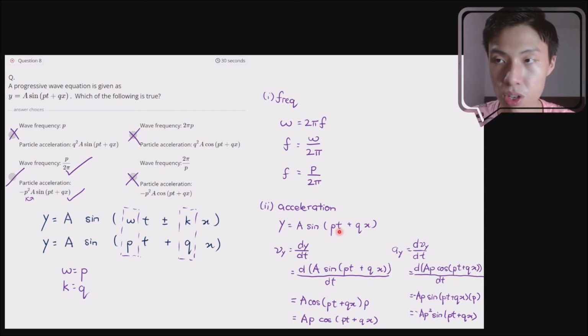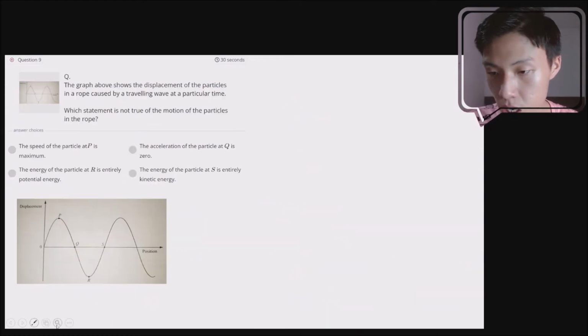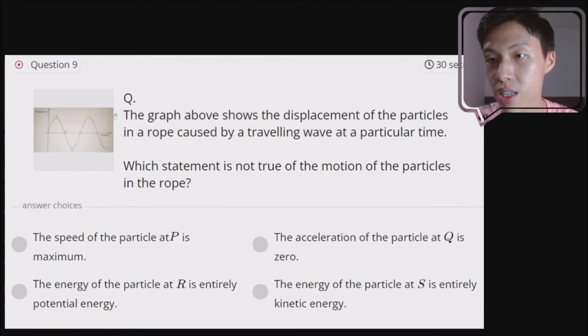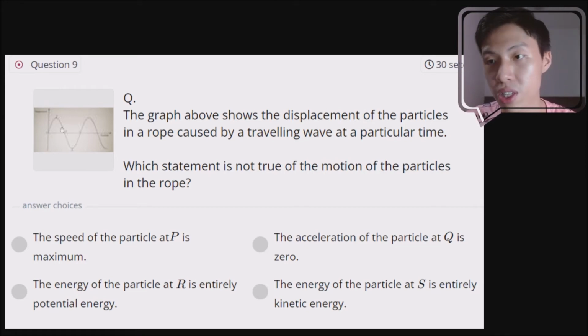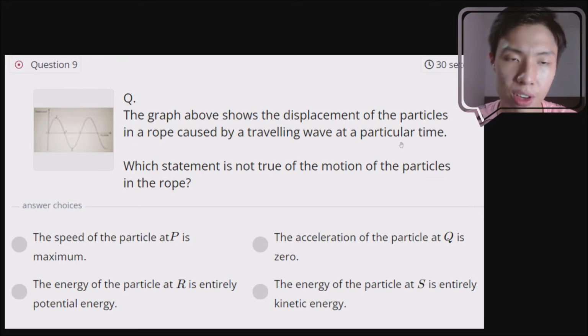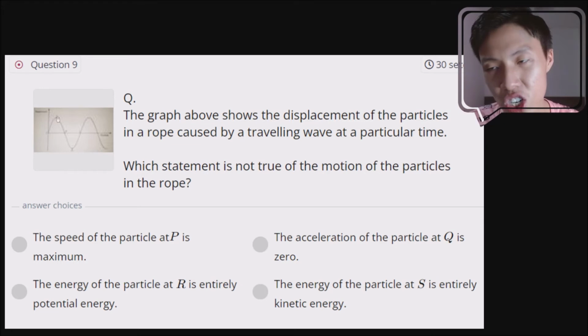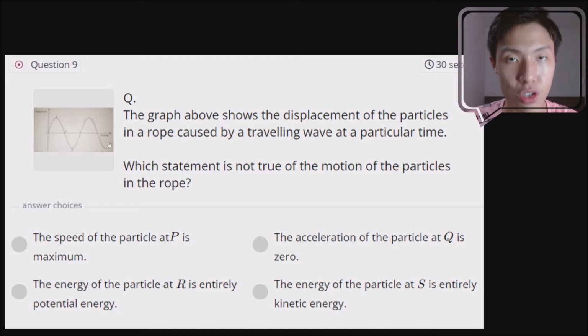Let's move on to the next question, question 9. So question 9 asks, the graph above, which is this graph over here, shows the displacement of the particles in a rope caused by a traveling wave at a particular time. Okay, so this is the shape of the wave at a particular time. The ropes here are made of particles, and at this particular moment, the particles are arranged like this, which portray the shape of a traveling wave.